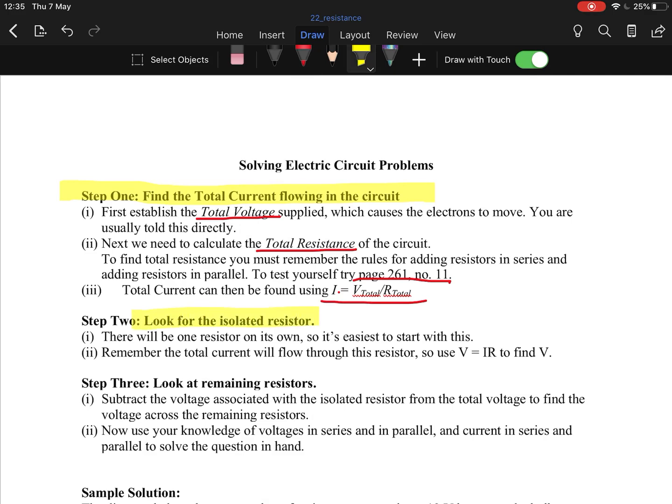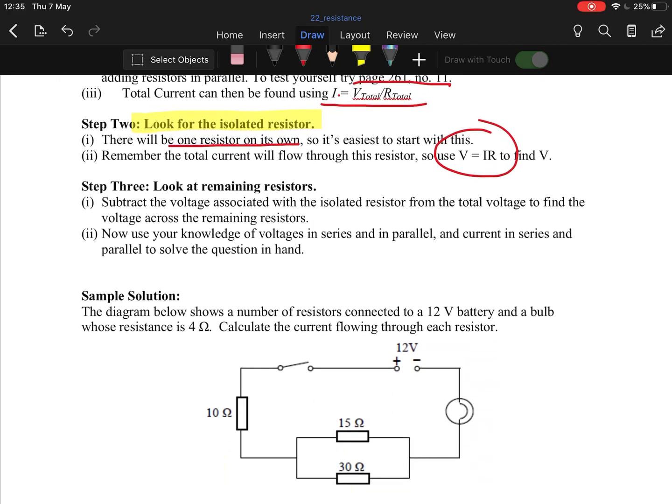Step 2, we need to find the isolated resistor. There will always be one resistor on its own. Start with that. Find the voltage across that resistor, because the total current flows through that resistor. Remember, in series, the current is the same, but the voltage is different. So we find the voltage going through that one resistor. Step 3, calculate all the remaining resistors. Subtract the voltage associated with the isolated resistor from the total. And now solve it. So here's how we do it.